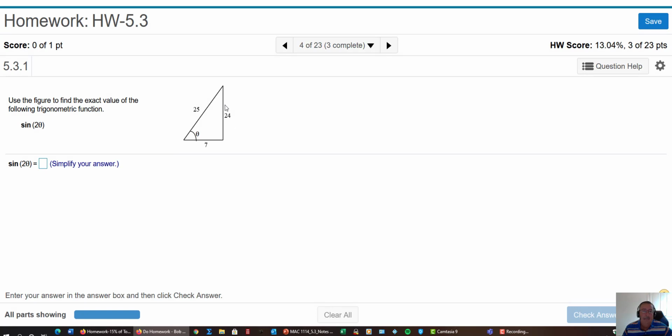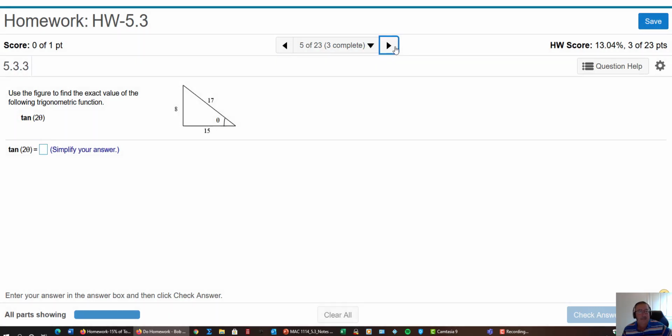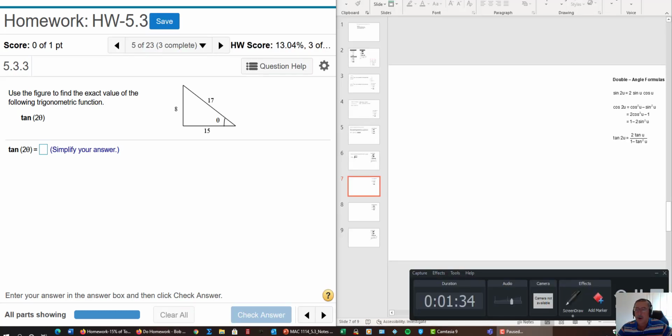Now, I've given you an example like this one earlier in the video, so you can go back and write sine of the double angle 2 theta would equal 2 sine theta cosine theta, and then go ahead and use your right triangle trig and get the number and solve there. And the tangent of 2 theta here, I don't know if we've done a tangent one yet, so let's go ahead and do this one real quick. All right, so they give us a right triangle here, and they're saying find the tangent of 2 theta. So I went ahead and put the double angle formulas here.